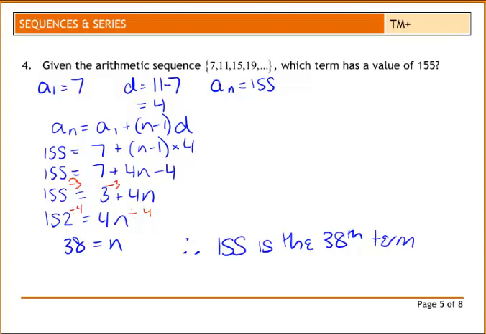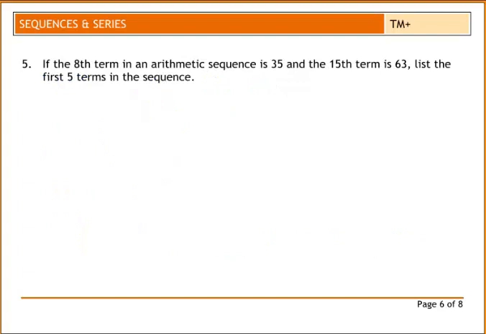Okay. Next, if the 8th term in an arithmetic sequence is 35 and the 15th term is 63, list the first 5 terms. Okay, so I'm going to have a simultaneous equation here. We know that AN equals A1 plus N minus 1D, and I don't know what the first term is, and I don't know what my common difference is either.